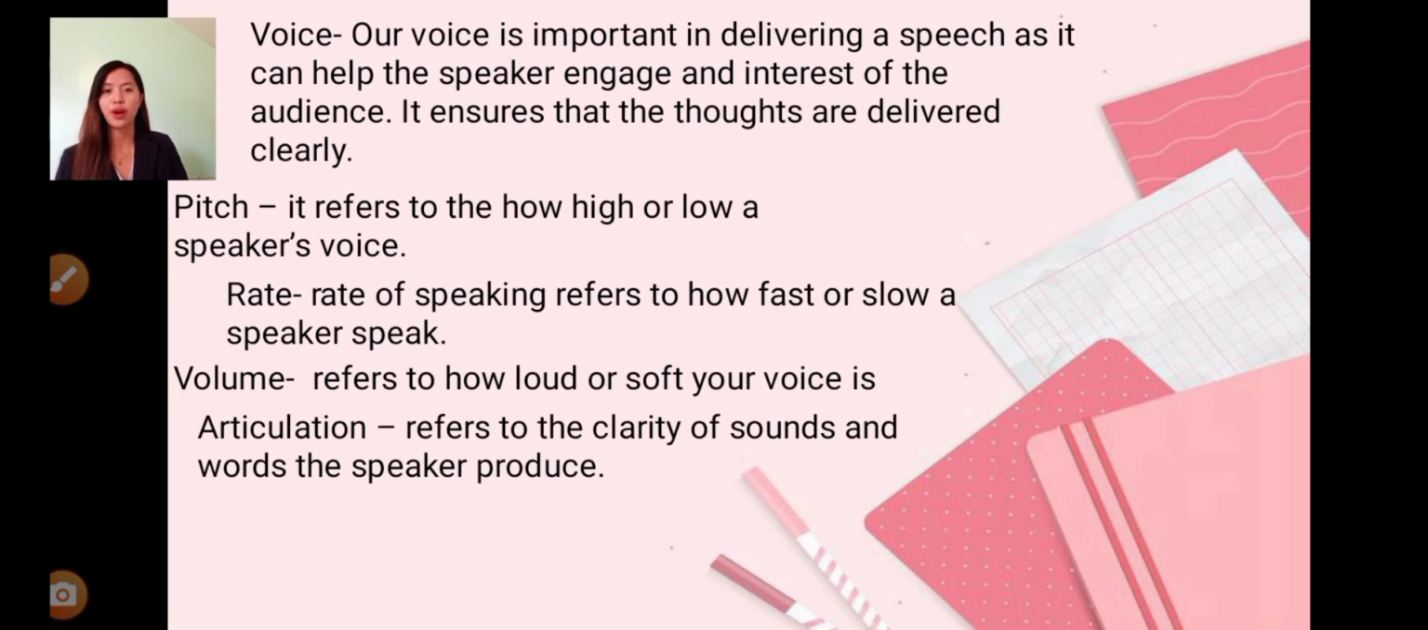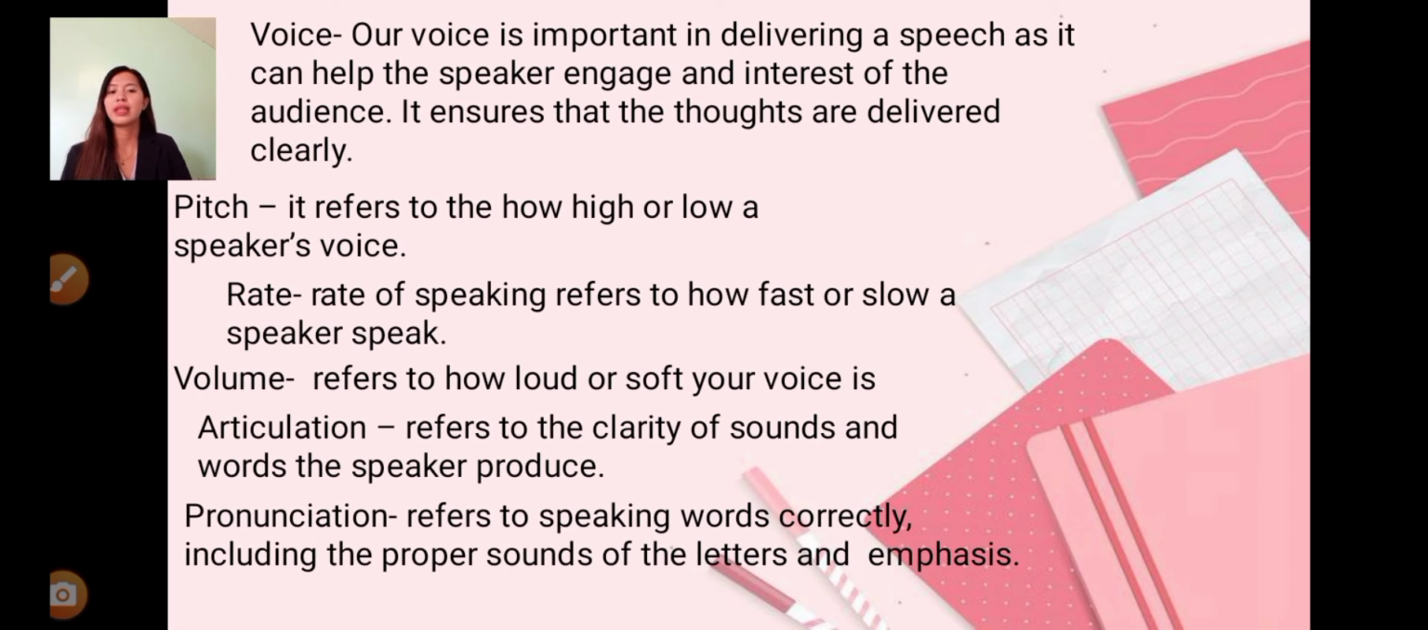The next one is the volume. It refers to how loud or soft your voice is. The volume is important to give impact to your speech delivery. Next is articulation. It refers to the clarity of sounds and words the speaker produces. In articulation, it is important that we have a clear utterance of the words. The sounds are clearly uttered so that we can convey meaningful and effective speech or thoughts to our audience.